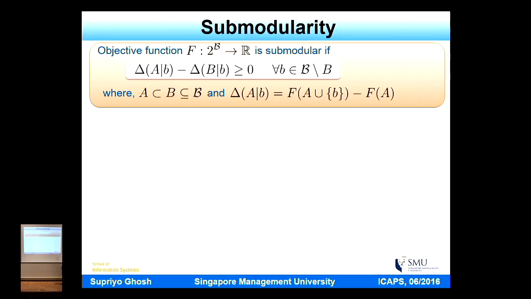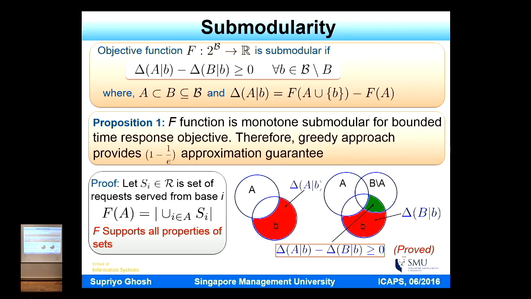So one of the reasons for choosing the greedy algorithm is that one of our objective functions is submodular, and even the greedy algorithm provides some sort of quality guarantee. A function which is defined over a set of elements is submodular if the marginal gain for adding an element to the subset is always higher than adding the same element to its superset. Now we show that the bounded time response objective is submodular in nature, and the greedy algorithm provides at least 63% of the optimal solution.